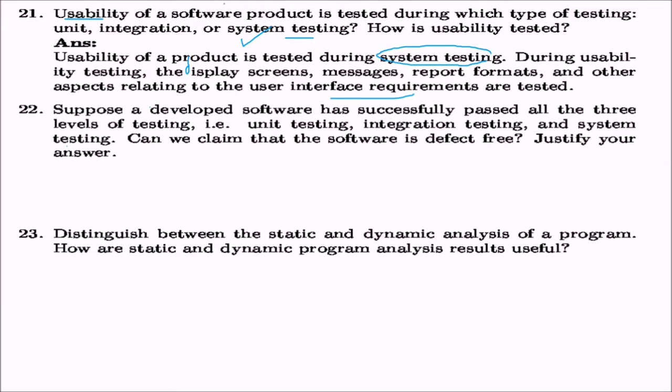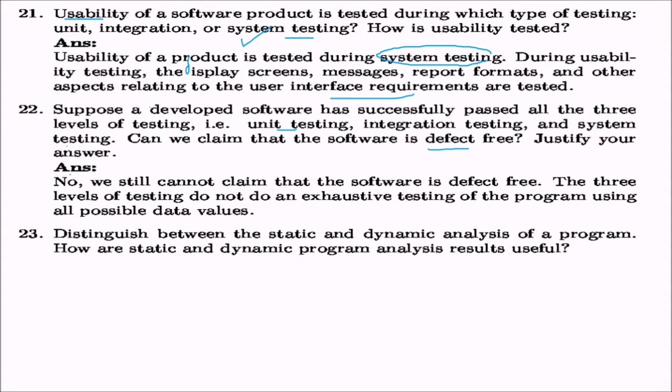Now, suppose a developed software has successfully passed all the three levels of testing, that is, unit testing, integration testing, and system testing. Can we claim that the software is defect free? Justify your answer. The answer is no. We cannot claim that the software is defect free, because these three levels of testing do not do an exhaustive testing of a program using all possible data values. Exhaustive testing is actually impossible. But for those software which are very critical and involve life, exhaustive testing may be taken up.